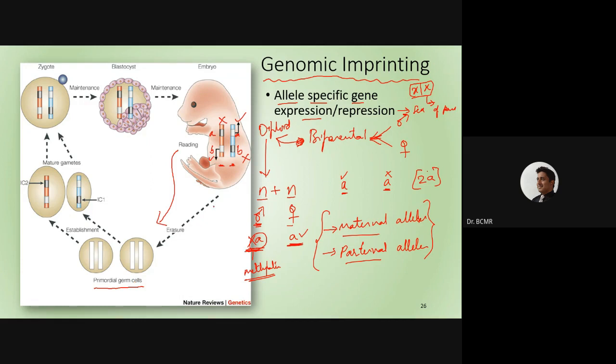In that case, all the methylation is erased. There is no more methylation. All the gray boxes are done, removed. And then new imprints are made. So if this is a male, you will have male type imprints made. If it is a female, then it will have female type imprints made.